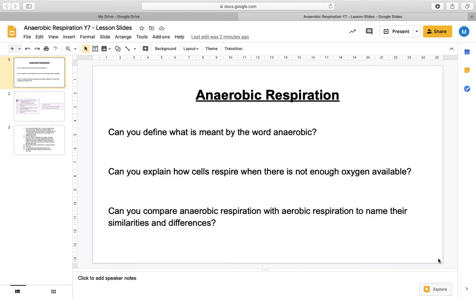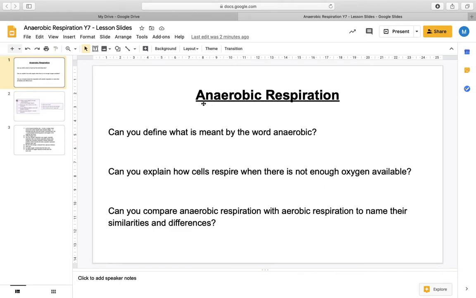Hello and welcome to our fourth lesson on this topic of respiration. In the previous three lessons, we've looked at what respiration is, we've looked at aerobic respiration, we've looked at how substances are transported to your cells, and we've looked at how waste is removed from your cells. Today we're going to be looking at anaerobic respiration.